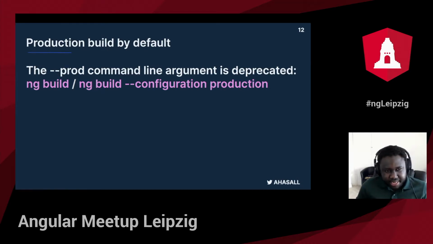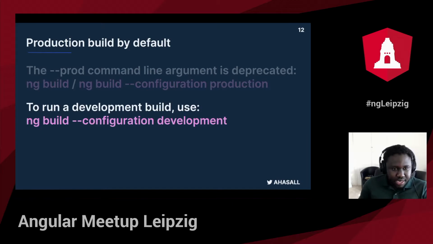So today, ng build is tantamount to ng build --configuration production. Once again, if we have time at the end of this presentation, I will try to explain how it works, because this is an area where there is a lot of confusion. You can still do a development build. So to do that, you run ng build and you pass it the configuration you want, in this case, development.